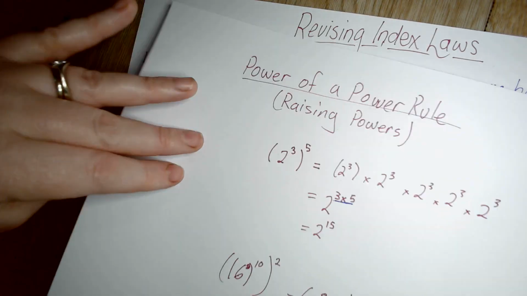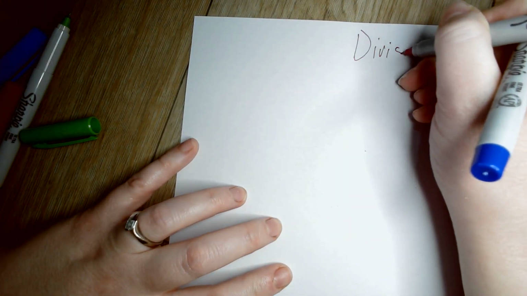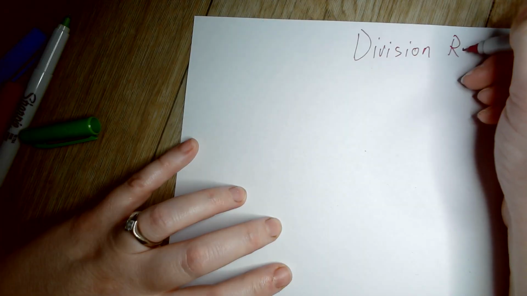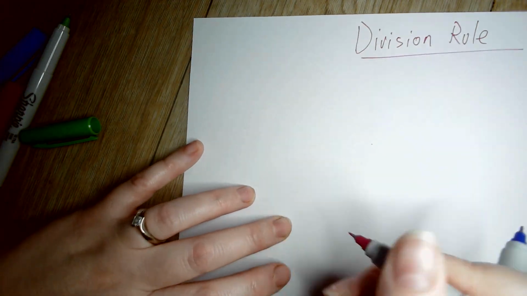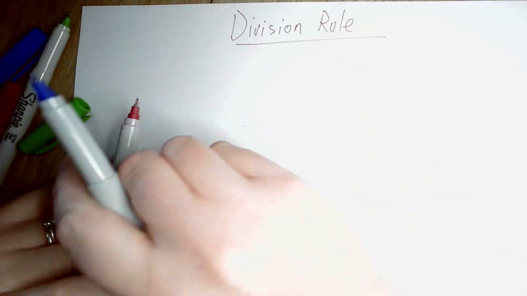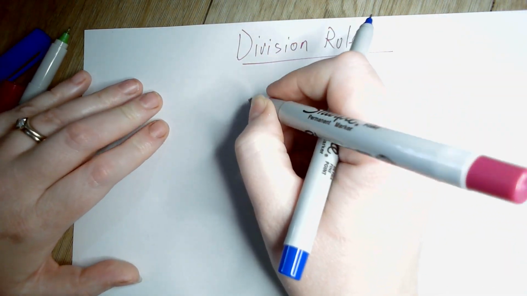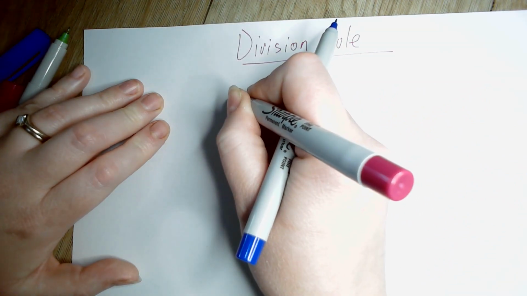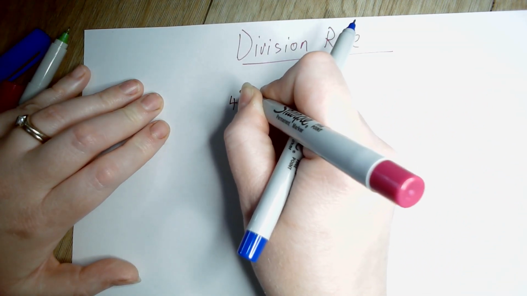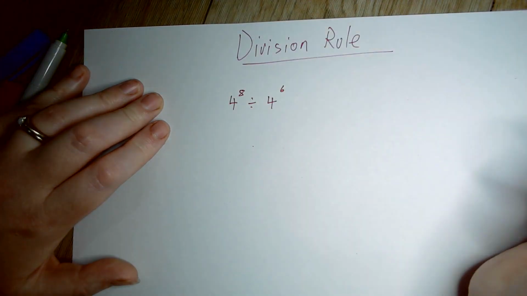Let's look at the division rule very quickly, because that is the reverse of the multiplication rule. So the division rule, which most people were really good with, not that we had in the Google form, but in the other things that we've done in class. This means that when you have two things and you're dividing them, so let's go 4 to the power of 8 divided by 4 to the power of 6.